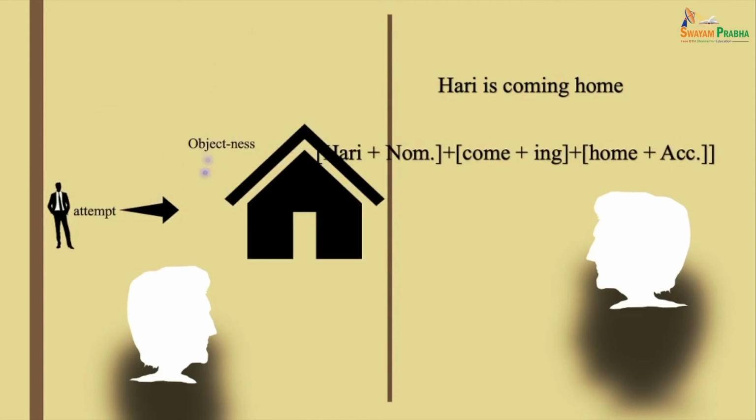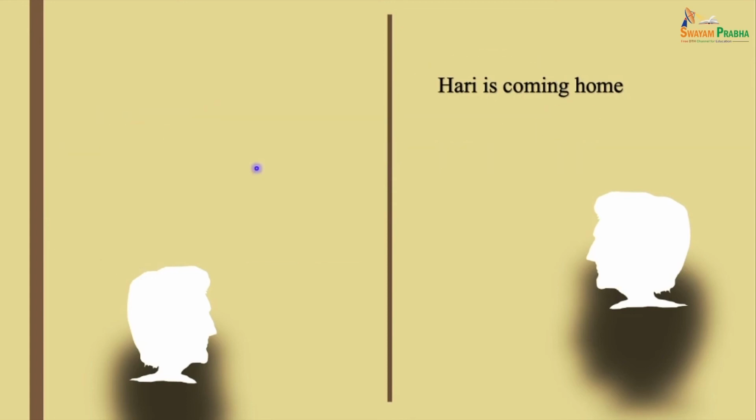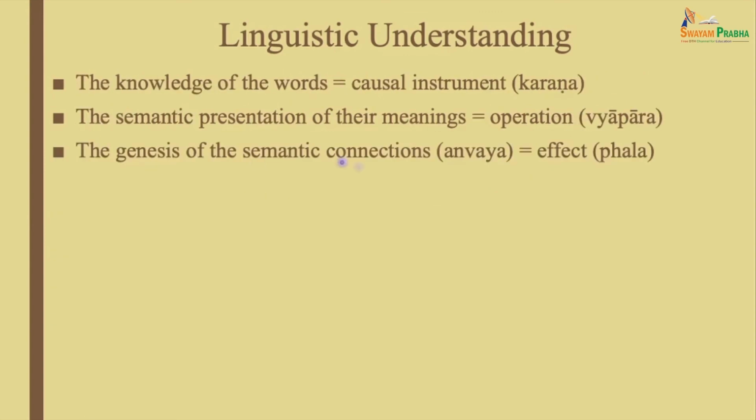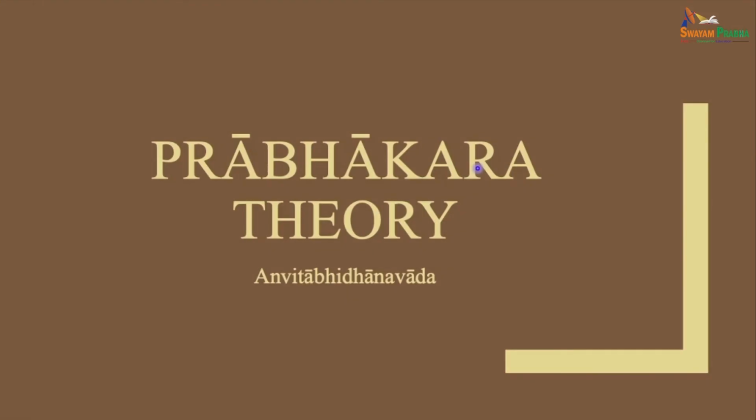This presentation is the vyapara, the operation, which, if you compare this to the felling of the tree case, was the dynamic contact between the axe and the tree, right? And then finally, what is the effect? The effect is the semantic knowledge. The effect is the meaning, the connection, the genesis of the semantic connections, anvaya. That is the phala or the effect of it.